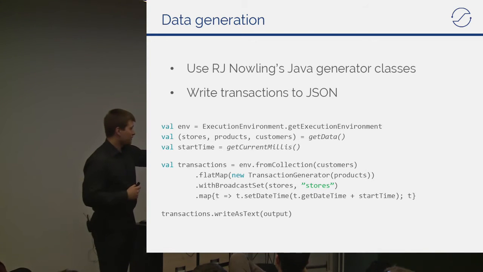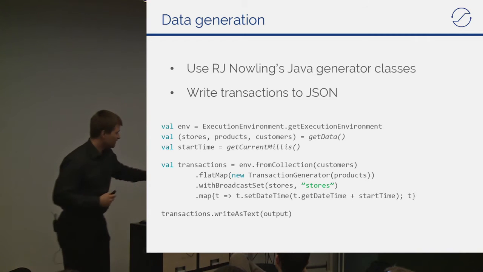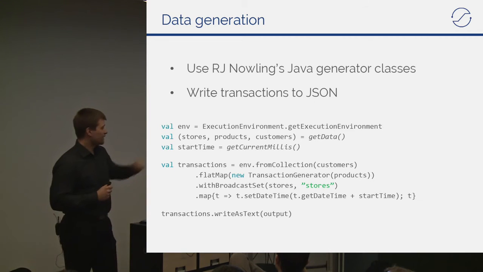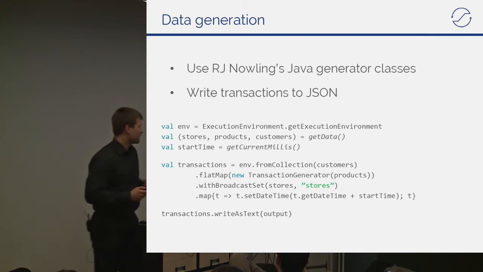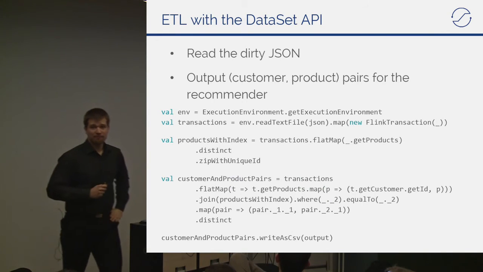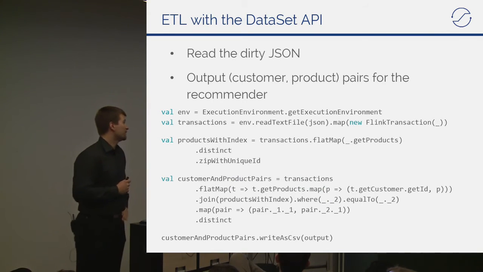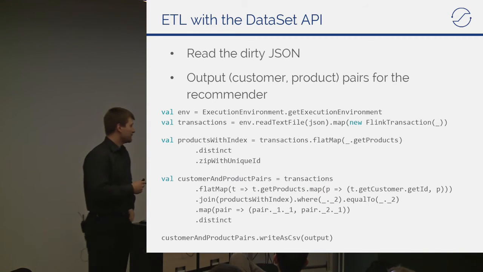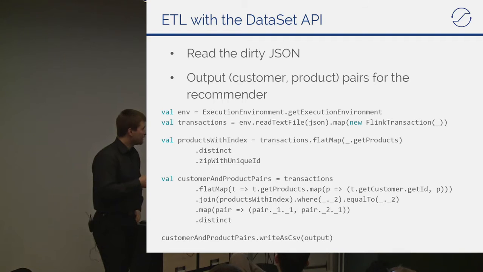Okay, so far so good. We managed to generate some data, and we could write it to JSON. So right now the toString of the Flink transactions that we are generating here is actually writing them to JSON. The next step that you can easily do with the DataSet API and the DataSet utils is to clean this data.